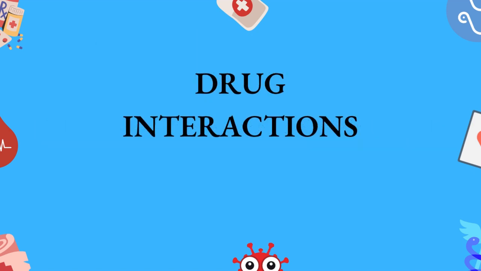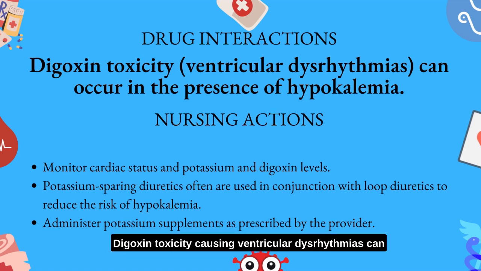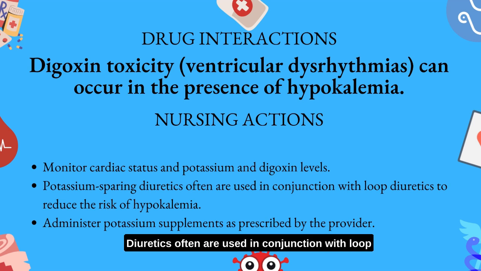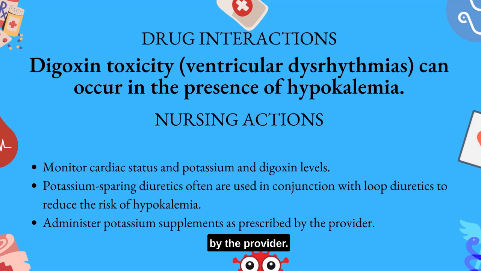Drug interactions. Digoxin toxicity causing ventricular dysrhythmias can occur in the presence of hypokalemia. Nursing actions include monitoring cardiac status and potassium and digoxin levels. Potassium-sparing diuretics often are used in conjunction with loop diuretics to reduce the risk of hypokalemia, and administering potassium supplements as prescribed by the provider.